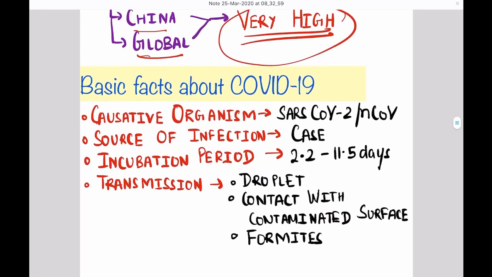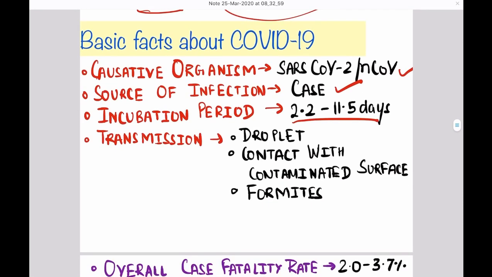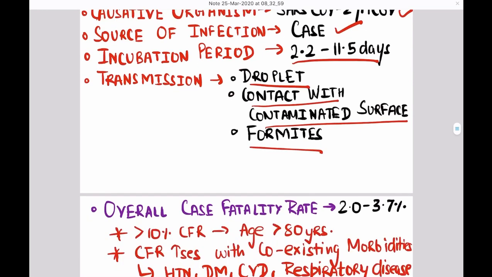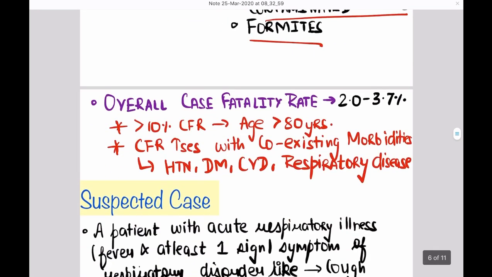Now, let's go through some of the basic facts about COVID-19. The causative organism for COVID-19 disease is the SARS coronavirus 2 or the novel coronavirus. The source of infection is the reported case. The incubation period for the disease is from 2.2 days to 11.5 days. The transmission can occur as a droplet infection or with contact with a contaminated surface or via fomites. The overall case fatality rate is 2 to 3.7%.